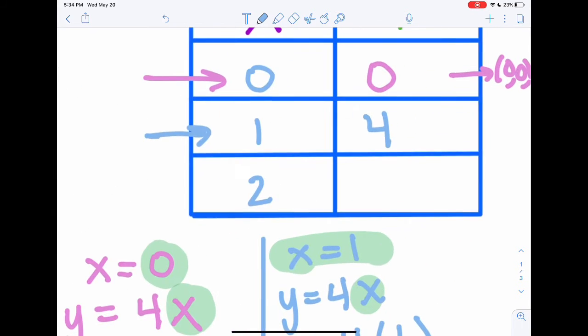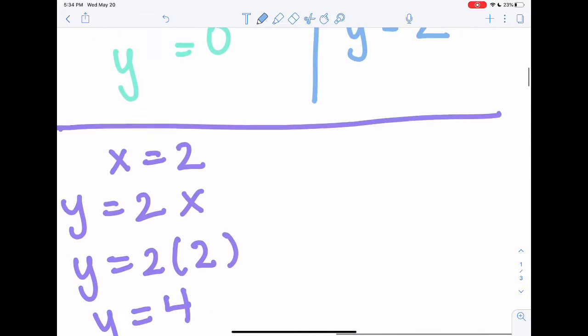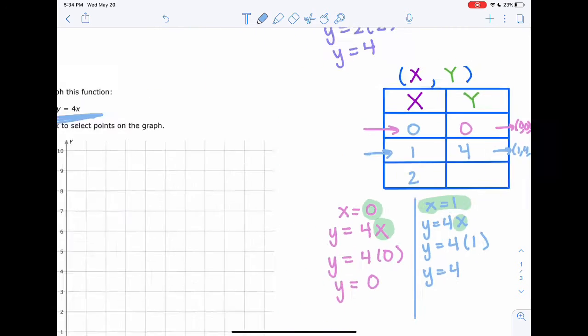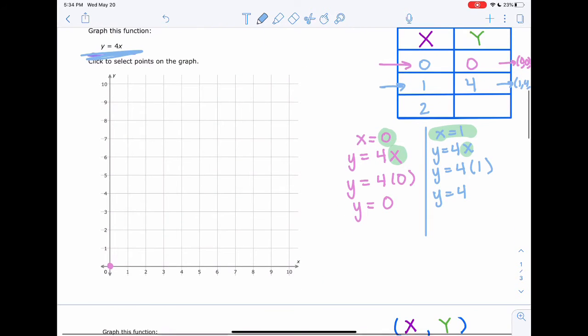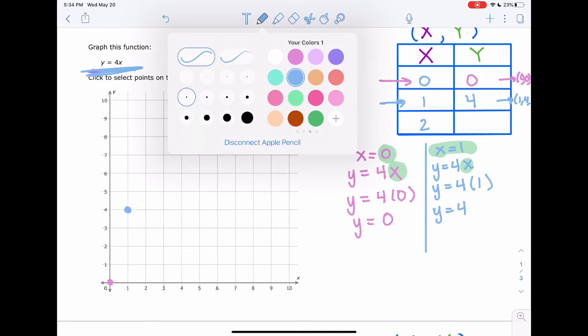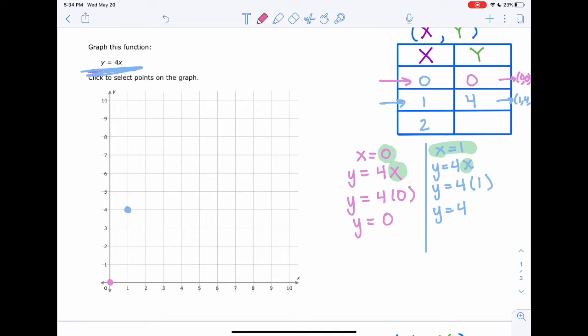So our coordinate point is 1, 4. So I'm going to go to 1 on my x-axis and then go up 4, and that puts me right here. All right, now what about when x equals 2?